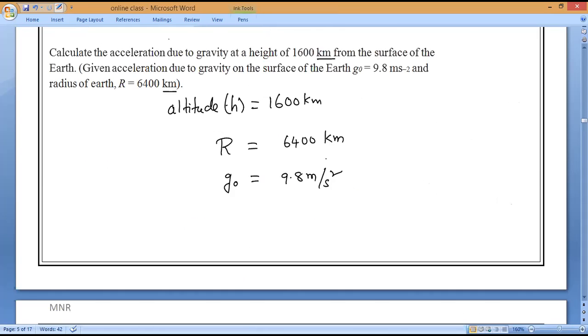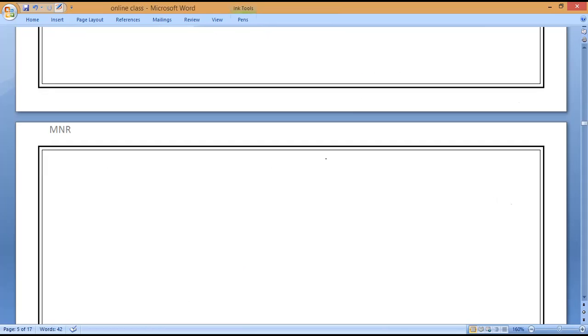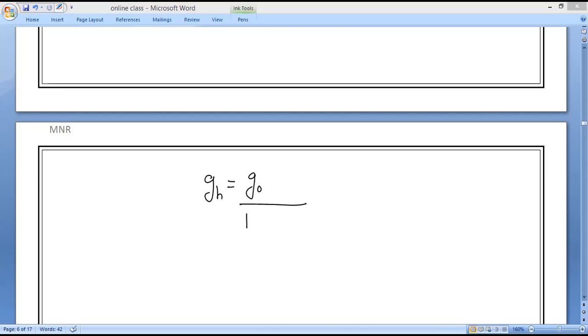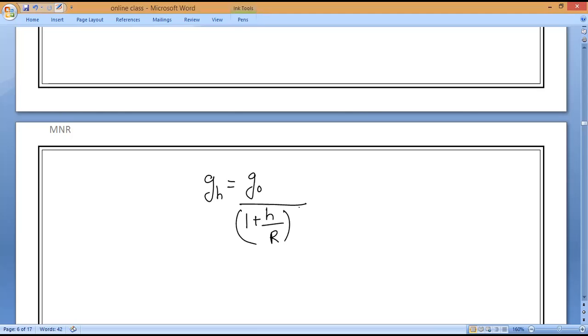So now let us find it. What is the formula you will use? g_h is equal to g naught divided by 1 plus h by R, the whole square. Here h is not very small, have you noticed it? If h is very small, we can use the 2h by R approximation, but here it is not. So substitute the values directly so that you will get the answer.